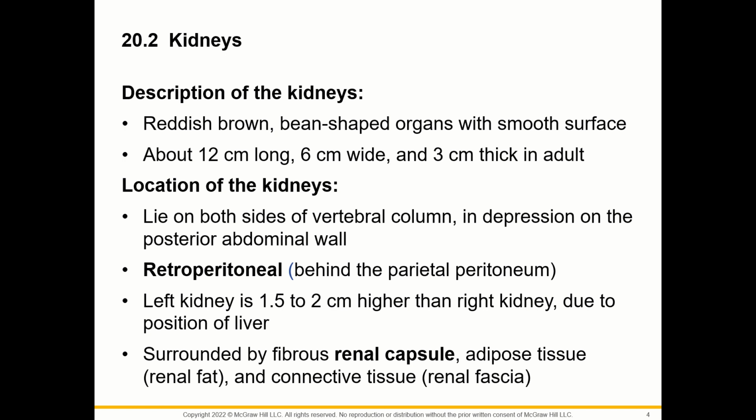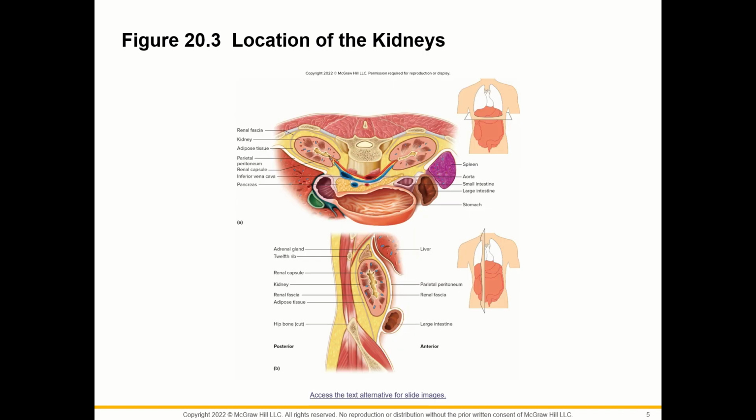The left kidney is 1.5 to 2 centimeters higher than the right kidney due to the position of the liver. The kidneys are surrounded by a fibrous renal capsule made of collagen, adipose tissue called renal fat, and connective tissue, also collagen, called renal fascia. Remember, if you removed all cells from your body and only collagen was left behind, you'd still see a perfect outline of your organs and your tissues.